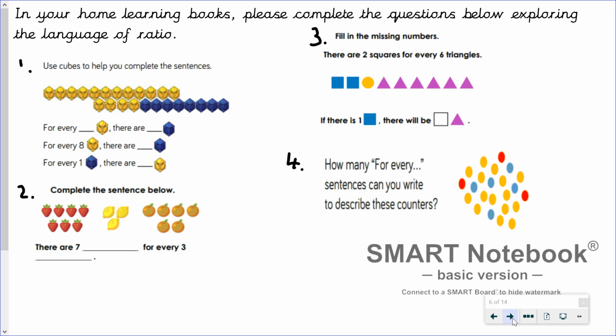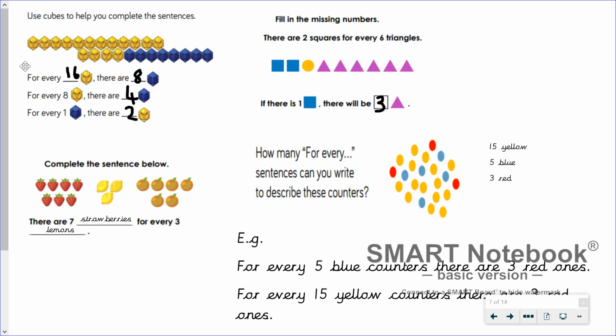Good stuff. Let's move it on. So first one, for every 16 yellow cubes, there are 8 blue ones. For every 8 yellow cubes, there are 4 blue ones. And for every 1 blue cube, there were 2 yellow ones. Getting used to changing those ratios around.